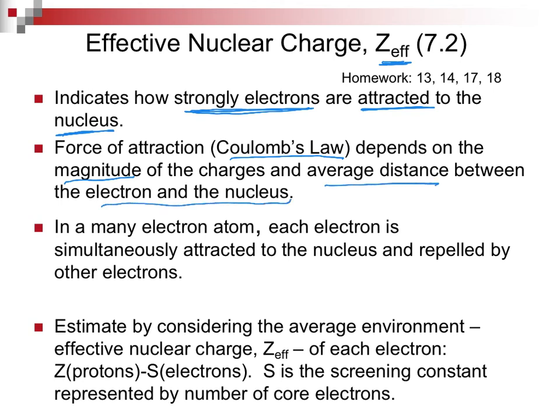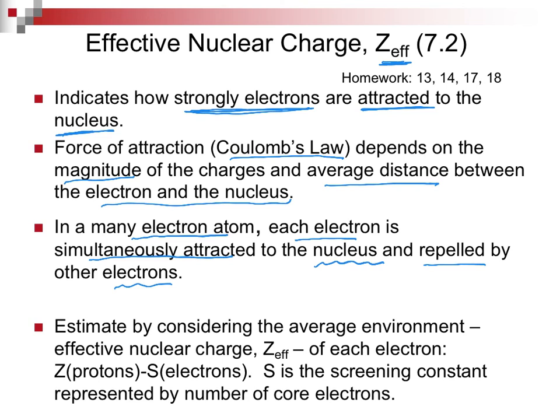So we've learned a lot about the modern structure of the atom. Keep that in mind as we walk through here. In a many electron atom, know that each electron is simultaneously attracted to the nucleus and also repelled by other electrons. So you have these two forces that are going after each other. So what we're going to do is estimate what could be this effective nuclear charge of each electron. And there's a formula.